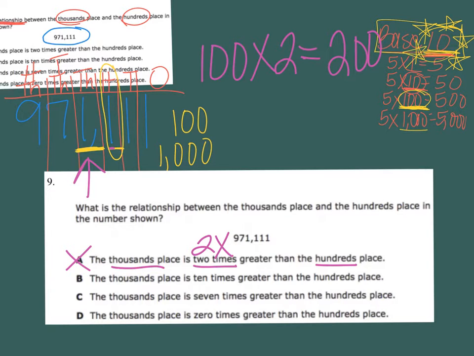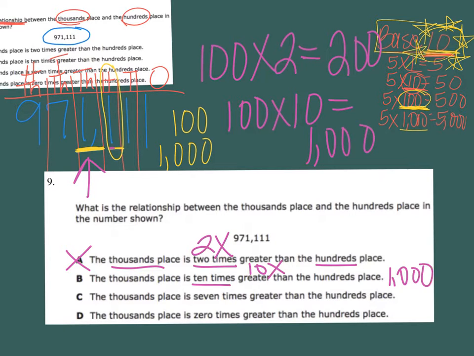The thousands place is 10 times greater than the hundreds place. Okay, so if I did 100 times 10, what would that give me? 1,000. Okay, so that one gives me 1,000. What do I have here? That's right, I have 1,000. So far, looks like B, but I'm going to go all the way through.